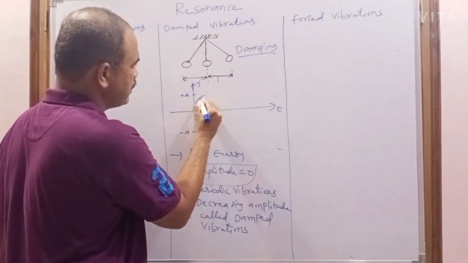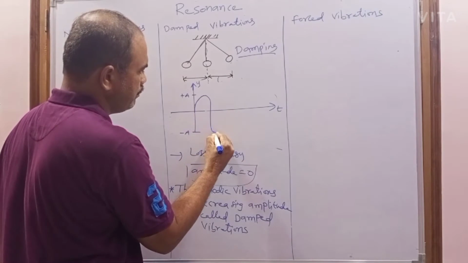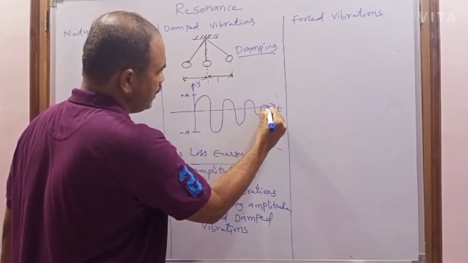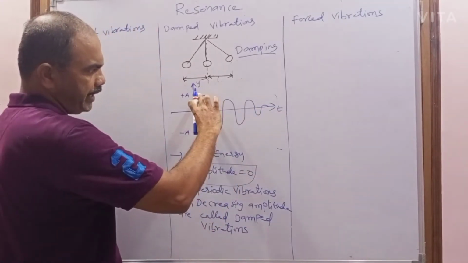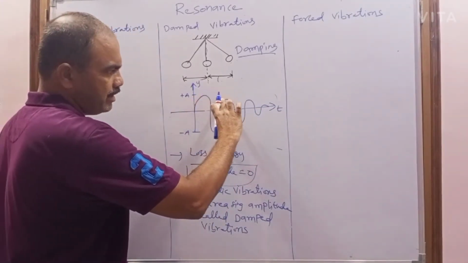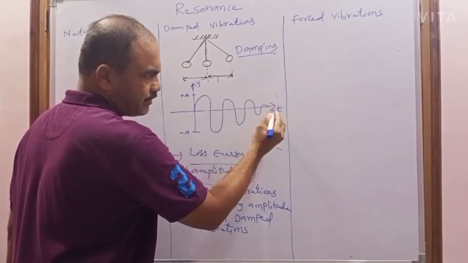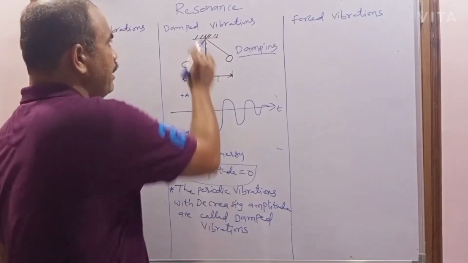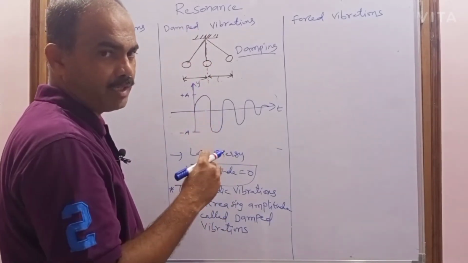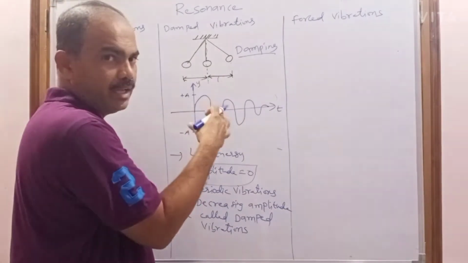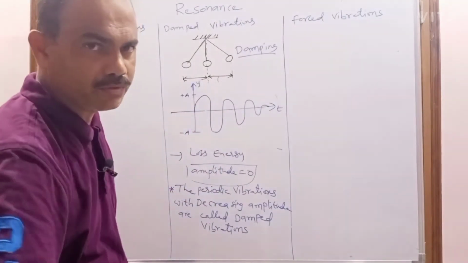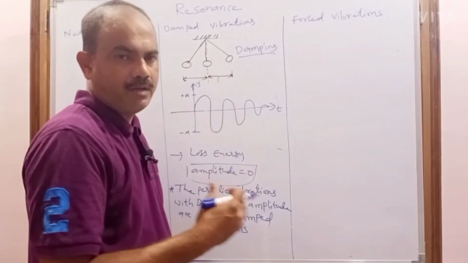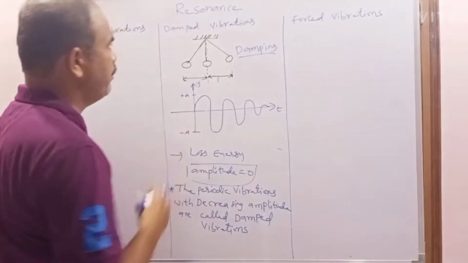In the distance versus time graph, initially it has the maximum amplitude on either side, but as time passes, the amplitude gradually decreases and finally comes to rest. Such vibrations are called damped vibrations. Why do these damped vibrations occur? Because of the air. The air applies an opposing force, and because of the opposing force the amplitude of the vibrations decreases. These are called damped vibrations.